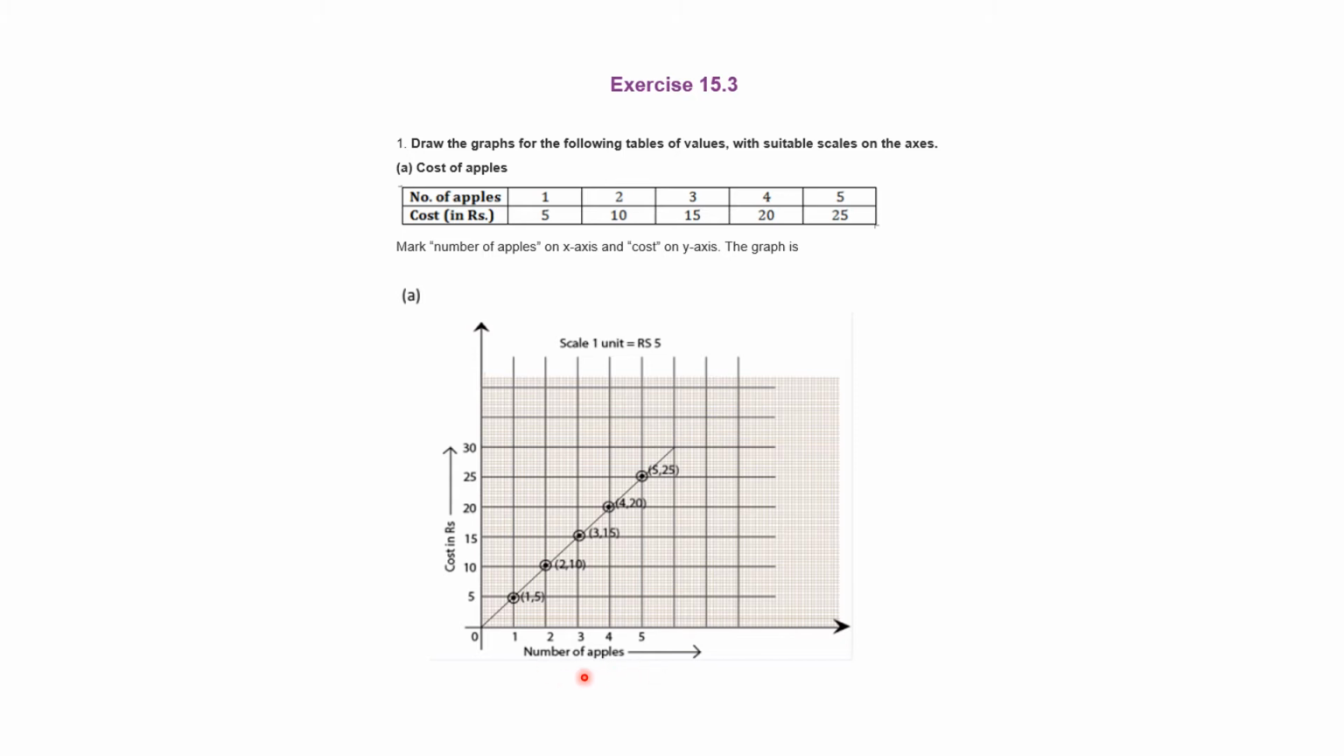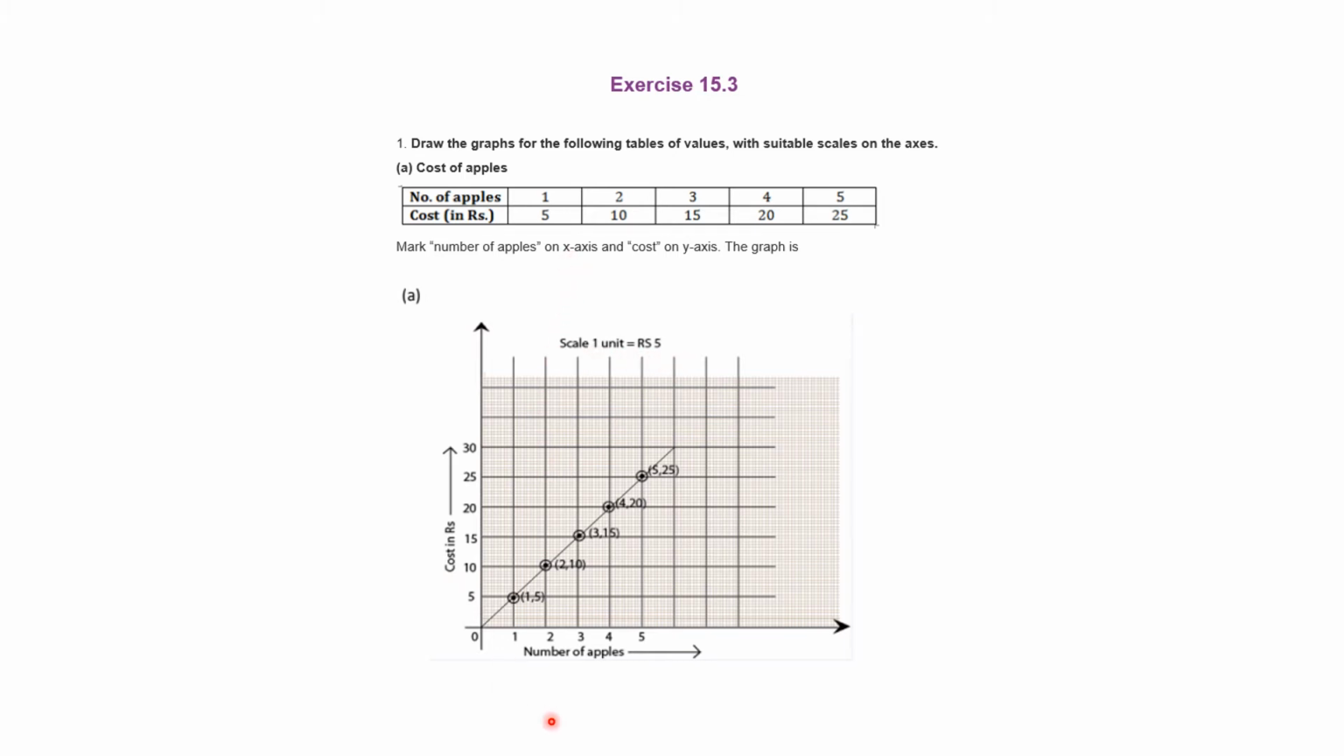Just see, on the x-axis I'm taking a distance of 1, 1 and 1. So it is 1, 2, 3, 4 and 5. Yes, the scale you have to mention for the y-axis. Okay, for both axes you can mention the scale, but for the y-axis it is compulsory that you mention the scale. So just see the gap we have taken: 5, 10, 15. So we have taken a gap of rupees 5. So the scale will be 1 unit is rupees 5.